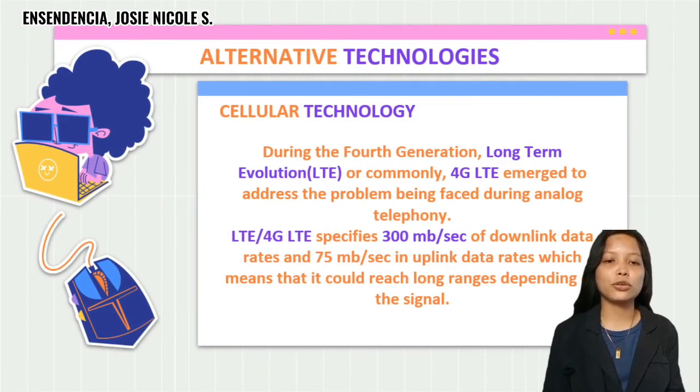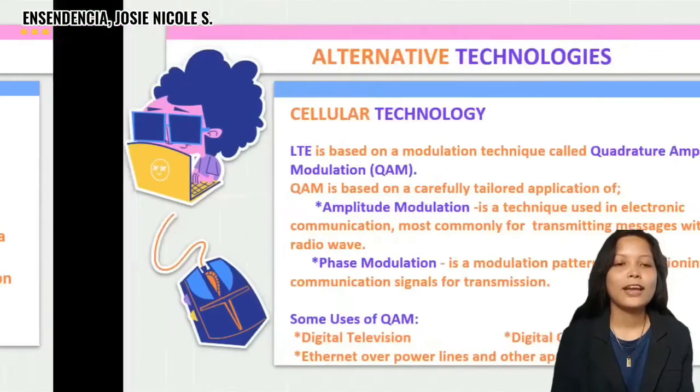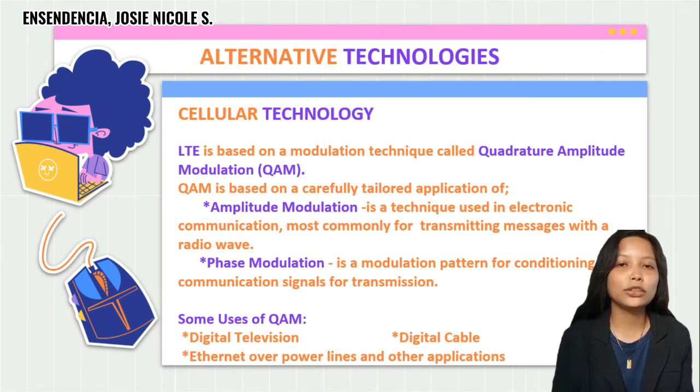During the fourth generation, long-term evolution, or LTE, commonly 4G LTE, emerged to address the problem being faced during analog telephony. LTE is based on a modulation technique called quadrature amplitude modulation, or QAM. QAM is based on carefully tailored application of amplitude modulation and phase modulation.